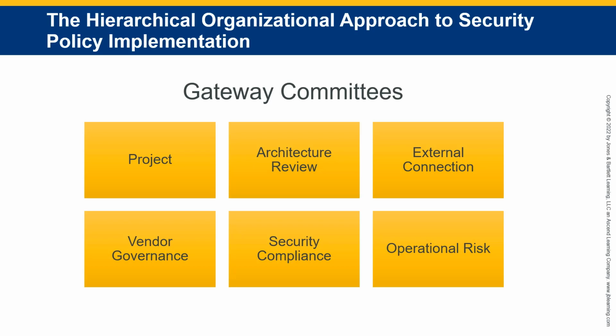External Connection Committee defines how data is transmitted outside the organization. This includes how and what data is sent and received. This committee works closely with the vendor governance committee to make sure no external connections to unauthorized parties are approved. A focus of the committee is the security and reliability of these third-party connections.